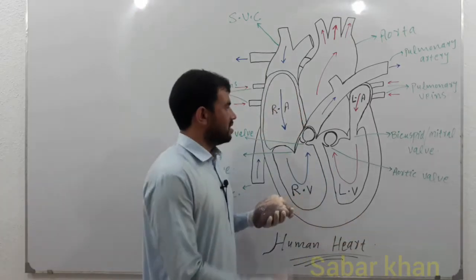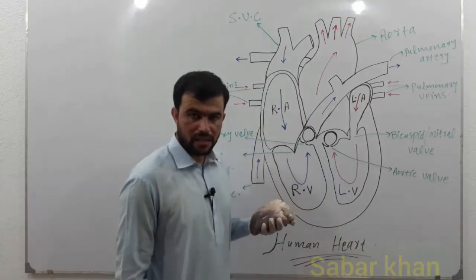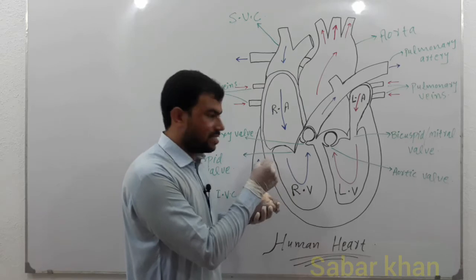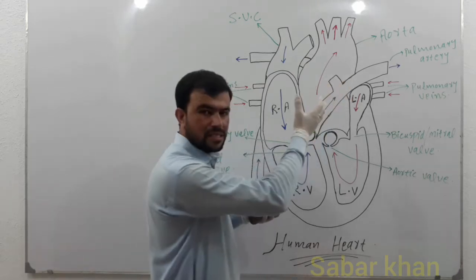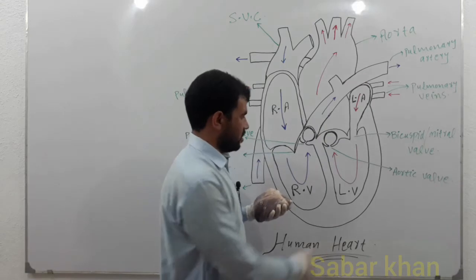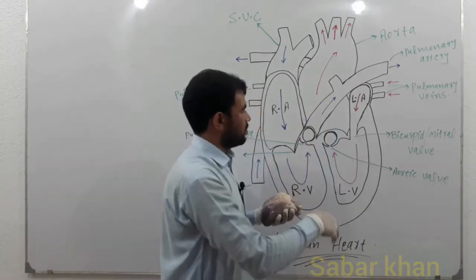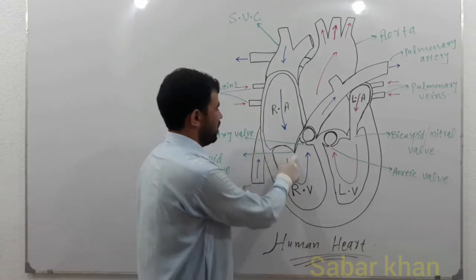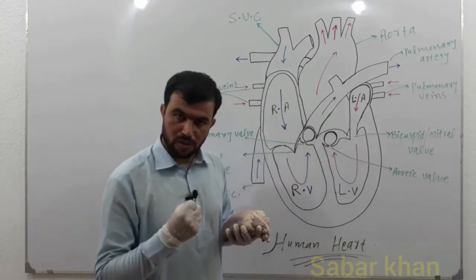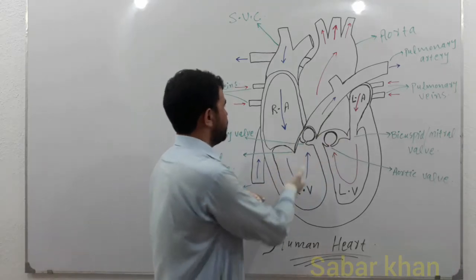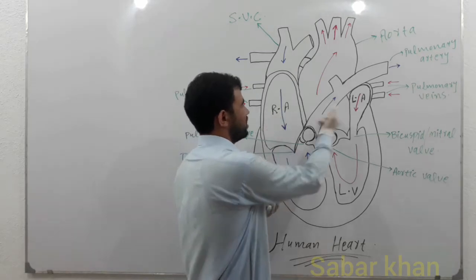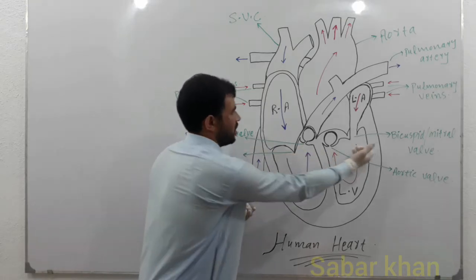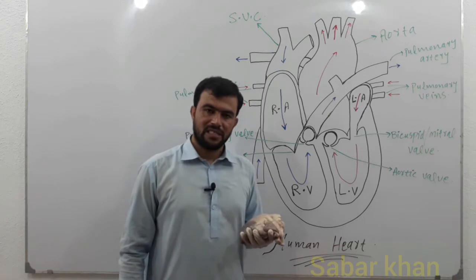And you might have noticed the lub-dub sound of the heart. So why is this lub-dub sound produced? When the ventricles contract, the blood is pushed into the lungs via the pulmonary artery and into the aorta, and at that time the tricuspid valve and the bicuspid or mitral valve are closed to prevent the backflow of the blood into the right atrium and left atrium. So the closing of the tricuspid valve and bicuspid valve produces a sound that is known as lub.